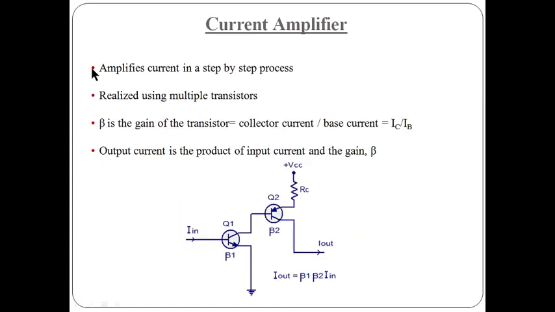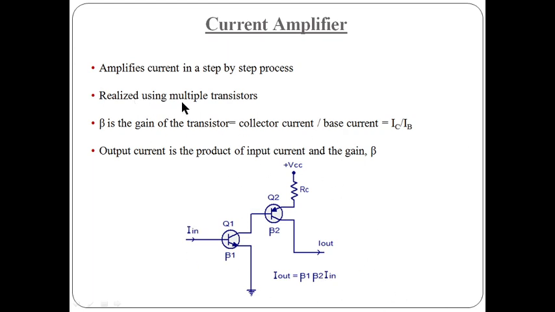Similarly, we have this current amplifier. This current amplifier has not been asked in the examination after 2015, so there is very little chance of getting it in the exam. It amplifies the current in a step by step process. Here B1 and B2 are the two steps where the incoming current is amplified. Here you can see the current coming in as I in, and the output current is B1 into B2 into I in. So here we are only amplifying the current, and this is the circuit for the current amplifier.